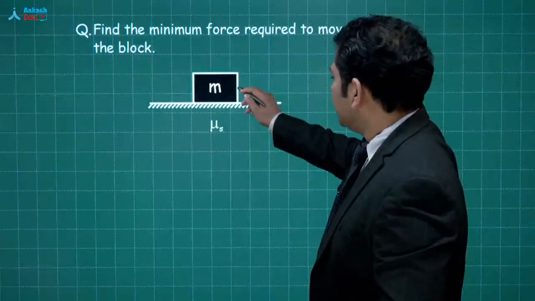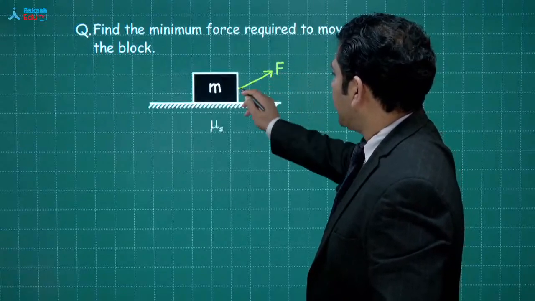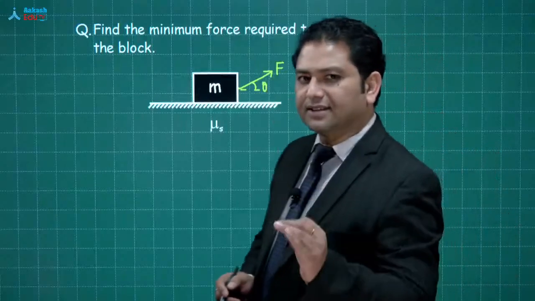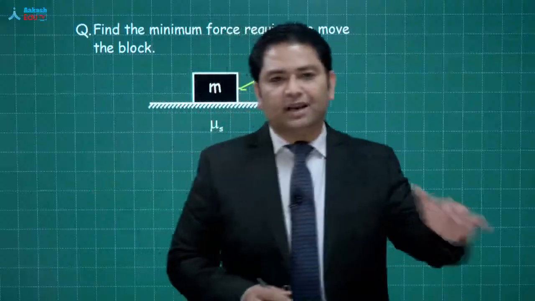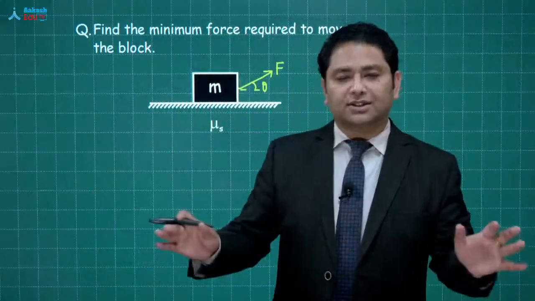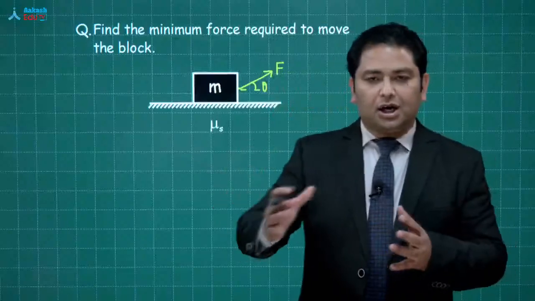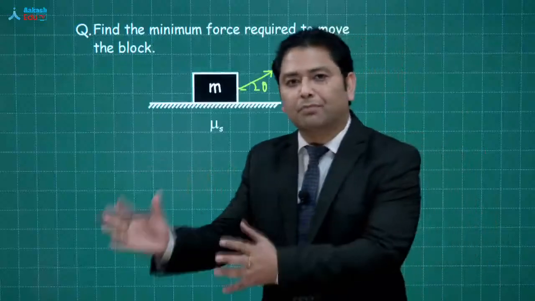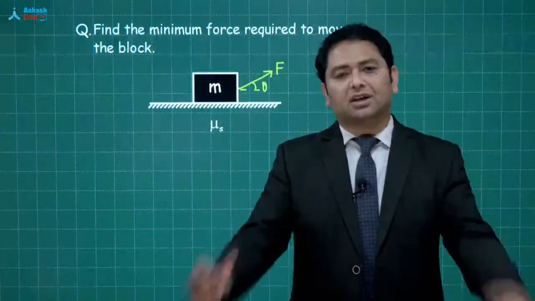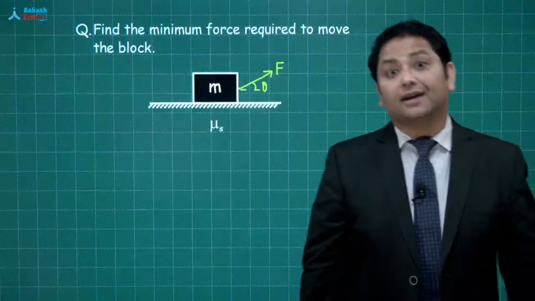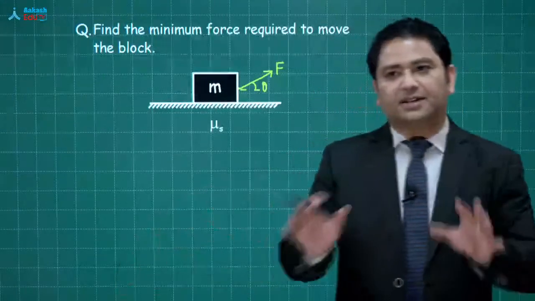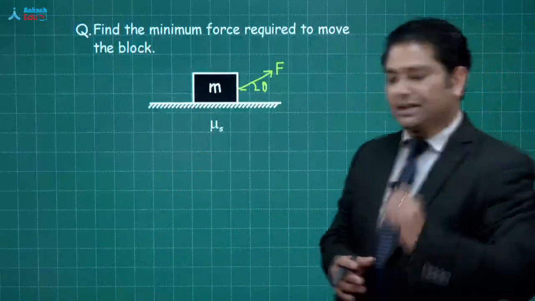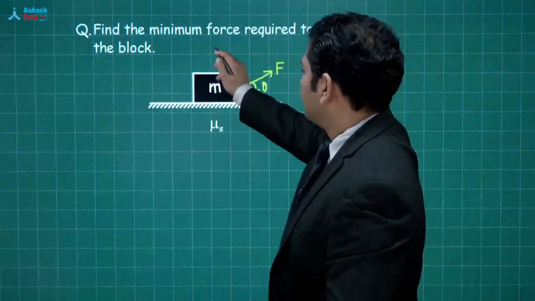Let me assume that F is acting at an angle theta. So what's the strategy? The strategy is that we will not assume F in horizontal direction. बिल्कुल assume नहीं करेंगे. Rather, out of many different angular positions, we would find that appropriate angular position for which the force required to move the block would be minimum. Because the question did not say it's in a horizontal direction, we cannot assume that. So I'm losing time a bit, so let me proceed further.